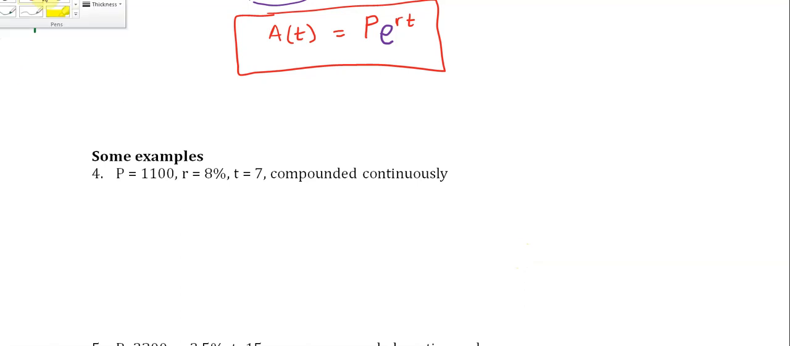Well, hello pre-calculus students. In this video, we are going to work on just applying this equation that we had up here. So say you had a principal of 1100, a growth rate of 8%, and a time unit of 7, we'll say 7 years. Then the amount that you would have after 7 years would be the principal, P, in this case 1100, times the special number e raised to the r, and r here is 8%, or 0.08, times t. So that's multiplied by 7.